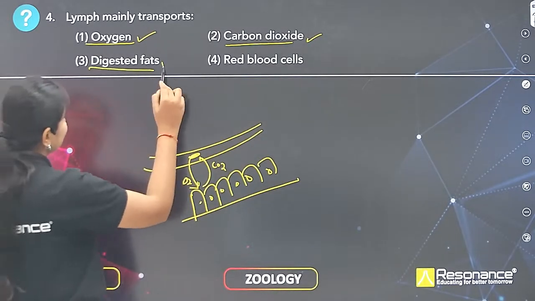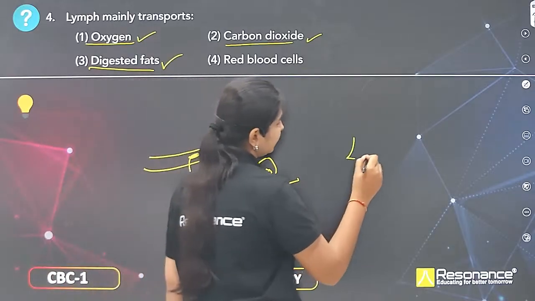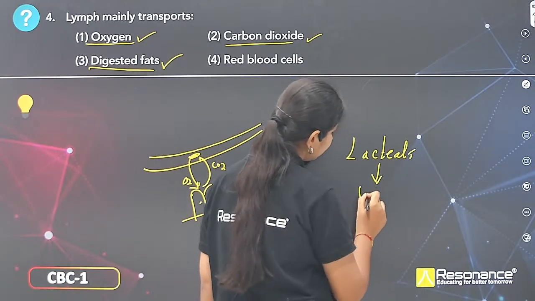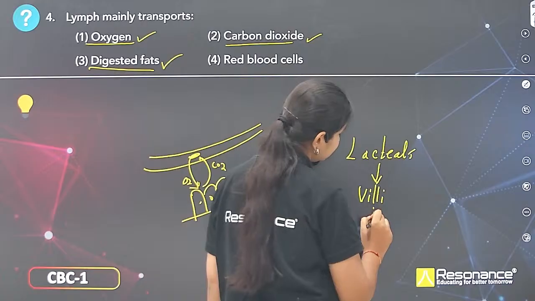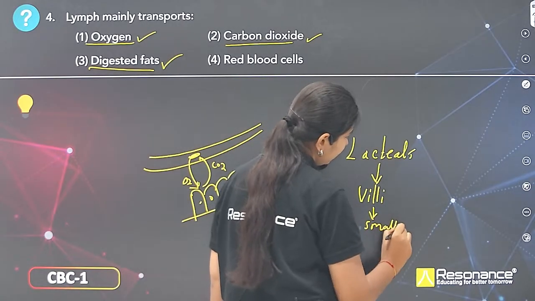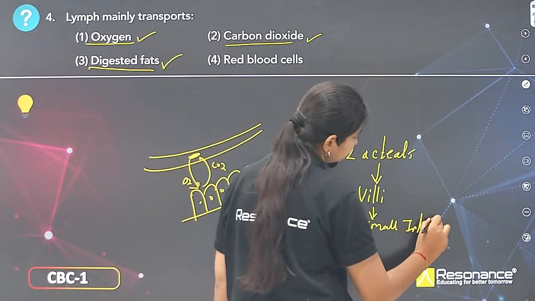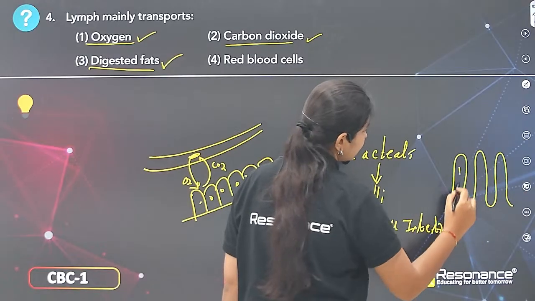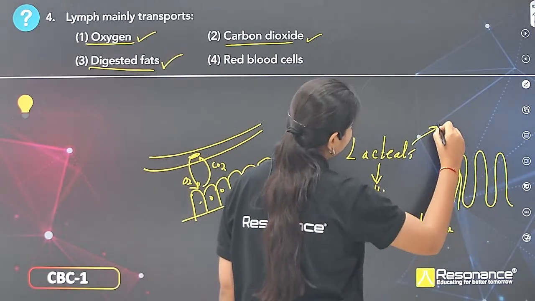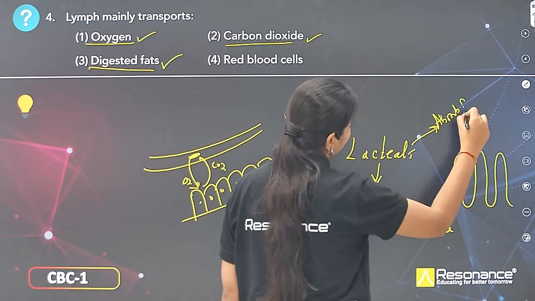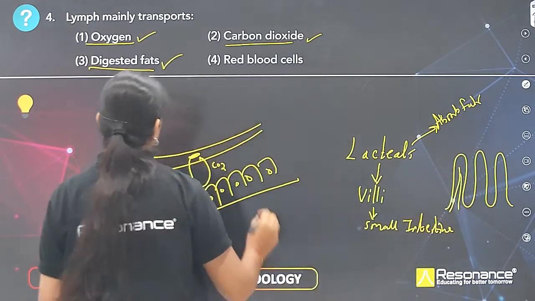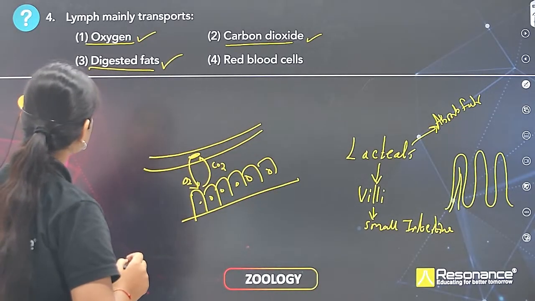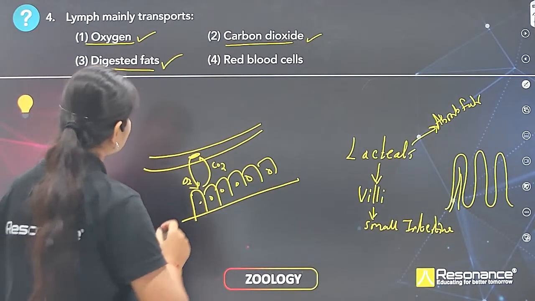Digested fat, yes. So if you remember the lacteals, where exactly are they present? They are present in the villi, the finger-like structures present in the small intestine. So they look something like this, right? The villi-like structure. Now inside them you have the lacteals which mainly absorb the fats. Next, the red blood cells. So it mainly transports oxygen, carbon dioxide, digested fats and not the red blood cells.